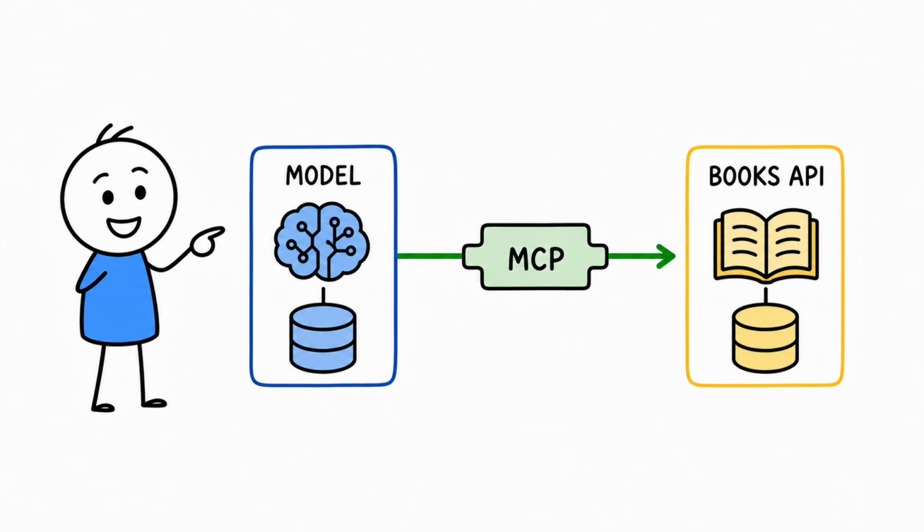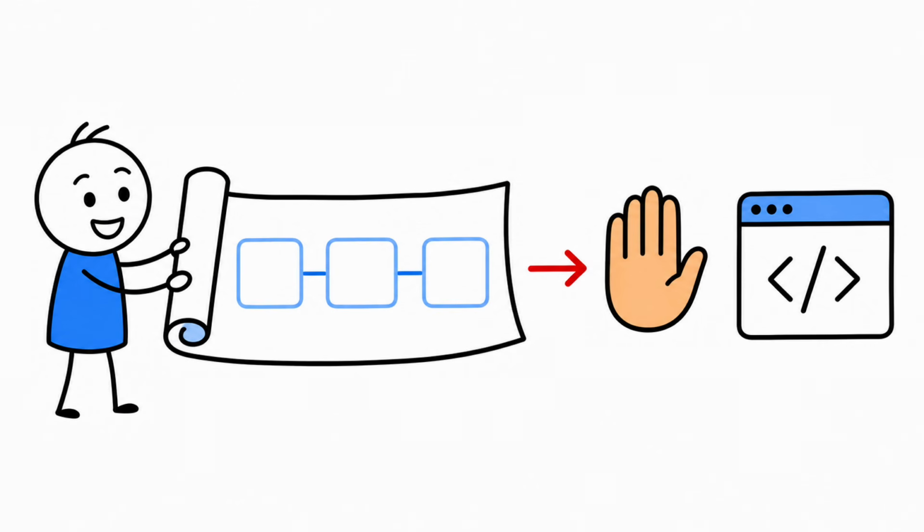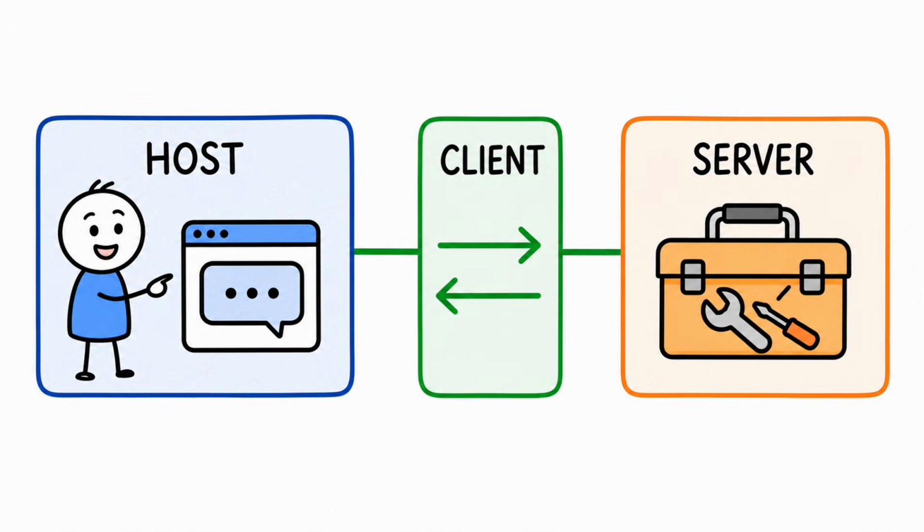Model Context Protocol, or MCP, standardizes this missing connection. It lets AI applications discover capabilities, send structured requests, and receive results. Before following that request in code, first map the components involved. MCP has 3 main software parts: a host, a client, and a server.